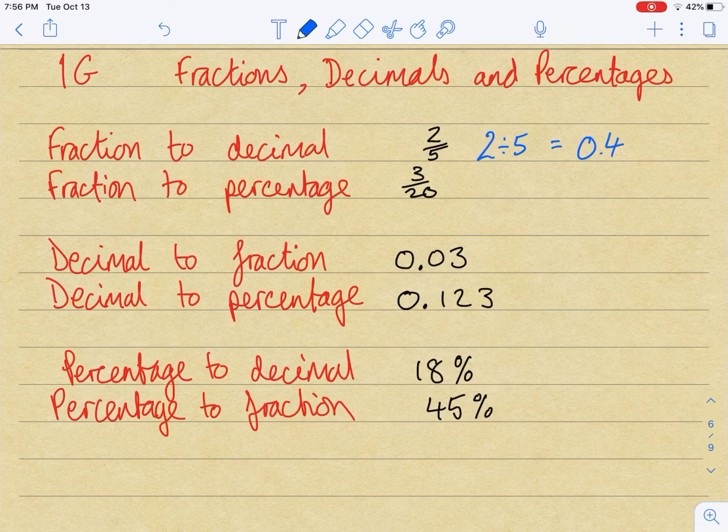If we wanted to do that without a calculator, we might have to do 2 divided by 5 in shorthand. 5s into 2, can't do it. 5s into 20, go 4.